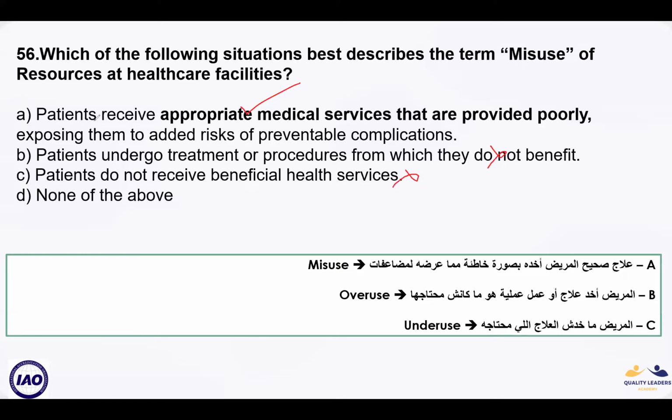Misuse is patients receive appropriate medical care, but it is provided poorly, exposing them to preventable complications. So that is the definition of misuse. Overuse is patients undergo treatment or procedures which are not beneficial, which are not necessary. Underuse is patients do not receive beneficial health care. That's the difference between the three.